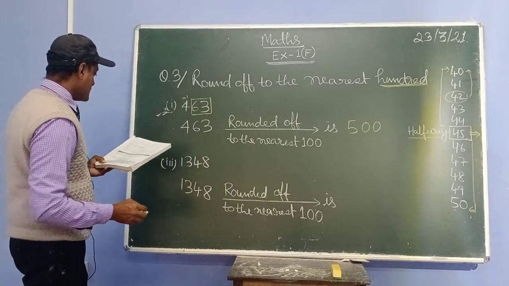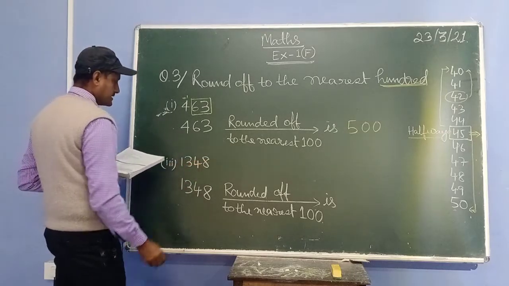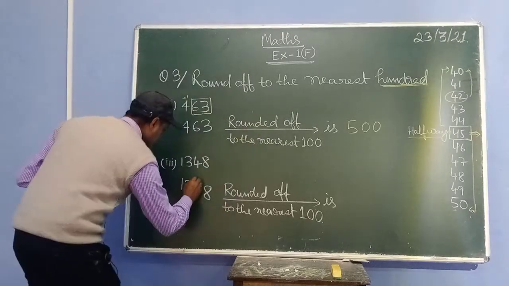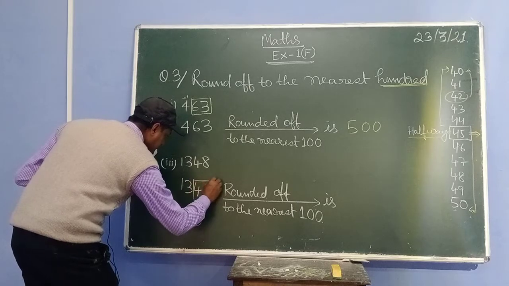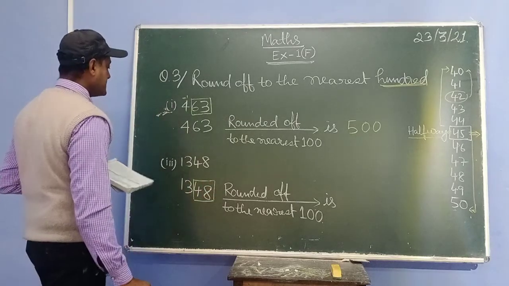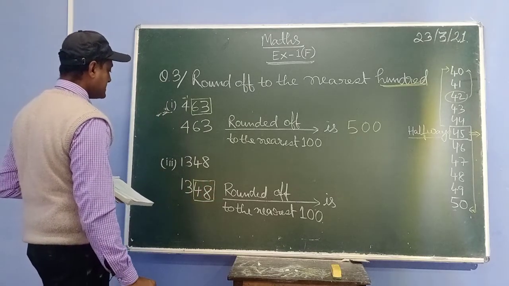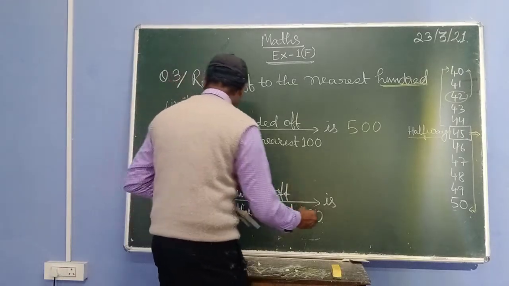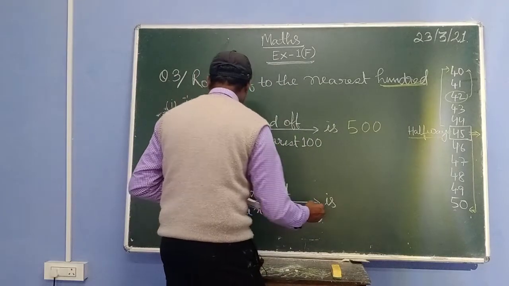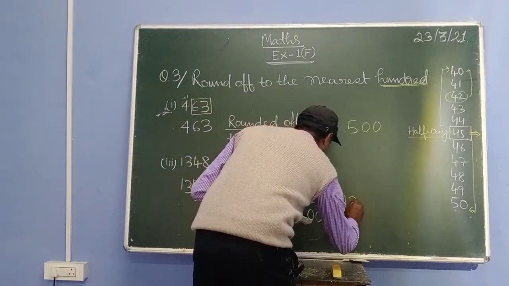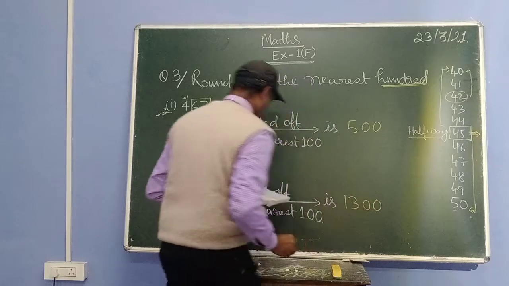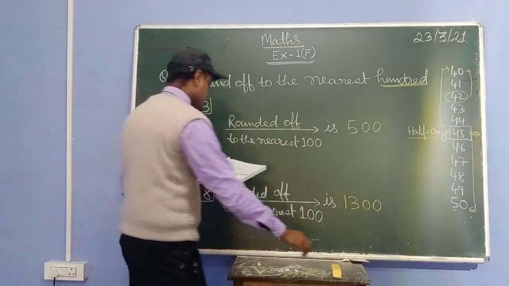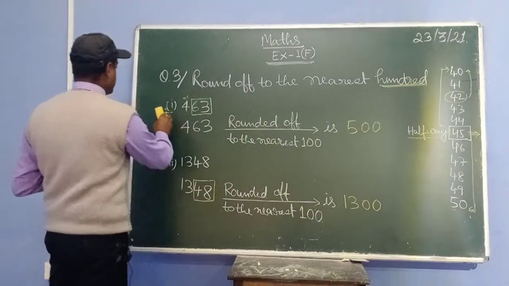Now we will move to part 3. Part 3 is 1348. This is rounded to the nearest 100, so we will see these two digits. 48 is less than 50. Yes, so what will we write? Rounded off to the nearest 100, 1348 is 1300.